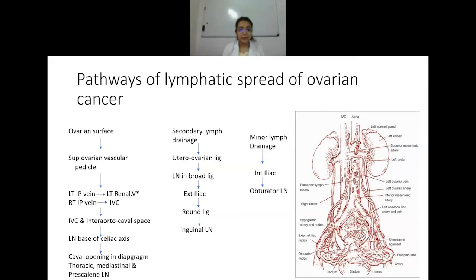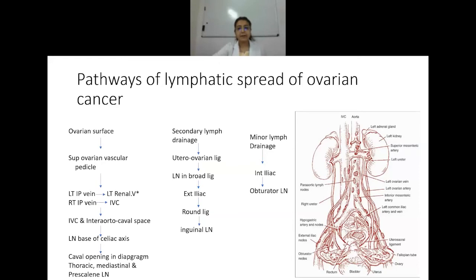From there, the cancer cells pass along the lymphatic vessels covering the IVC. They then drain into the interaortocaval space, and from there they travel to the lymph nodes at the base of the celiac axis. From there, the lymphatics travel via the crural openings in the diaphragm through the thoracic region and reach the thoracic, mediastinal and prescalene lymph nodes.